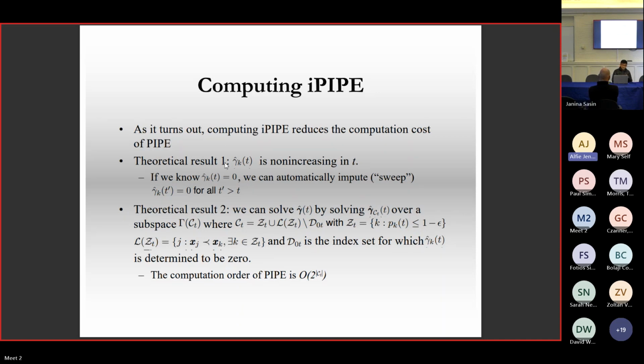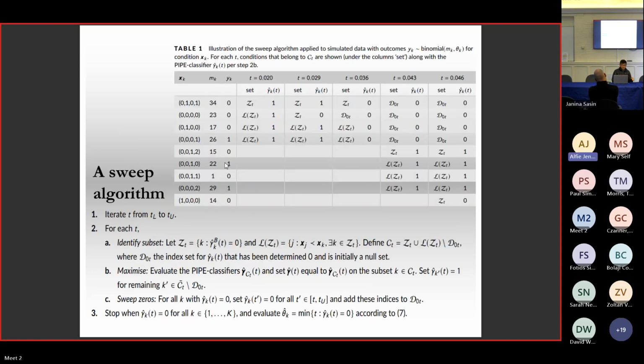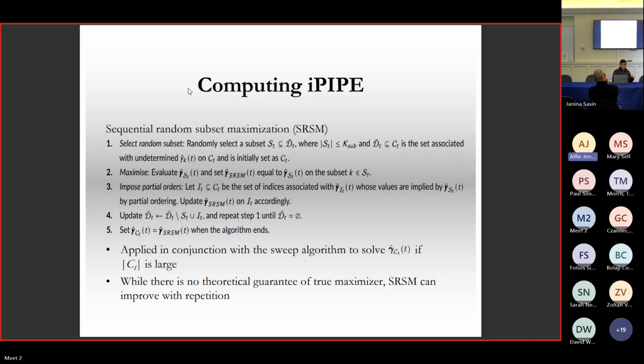And I'm going to do what I promised. I'm going to skip all the technical details, but I encourage you to read the paper. The two algorithms that we've developed in the paper: one is called the sweep algorithm, the other is called SRSM, sequential random subset maximizations. These are the two algorithms that we use to compute IPipe. If you're interested in knowing the details of this methodology, I encourage you to read the paper and look at the algorithm.